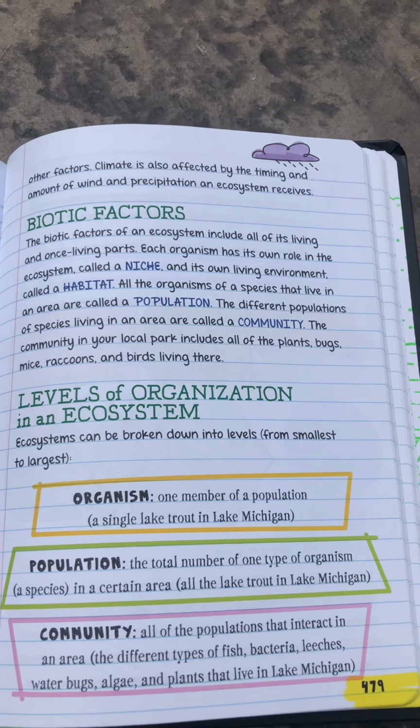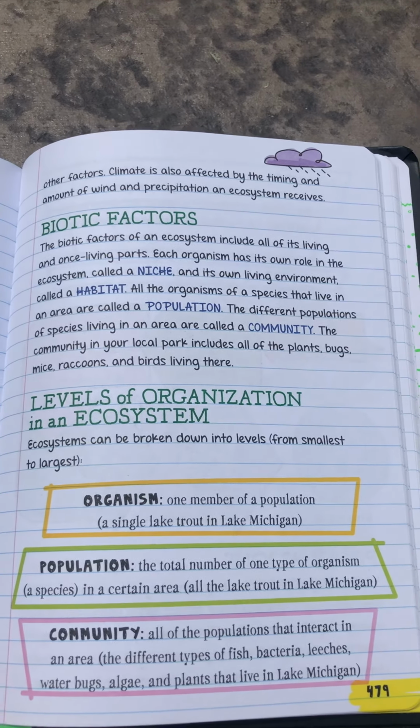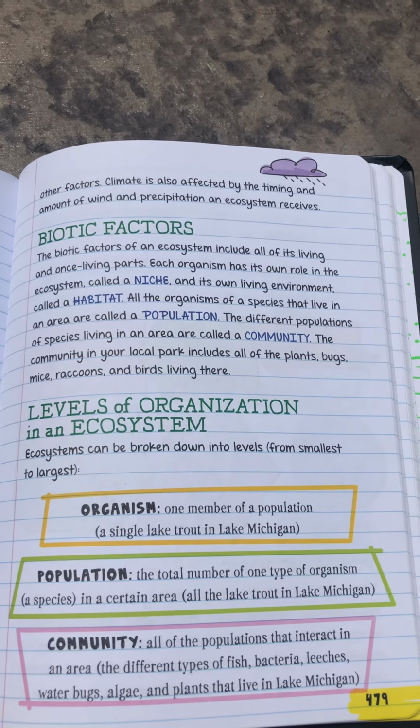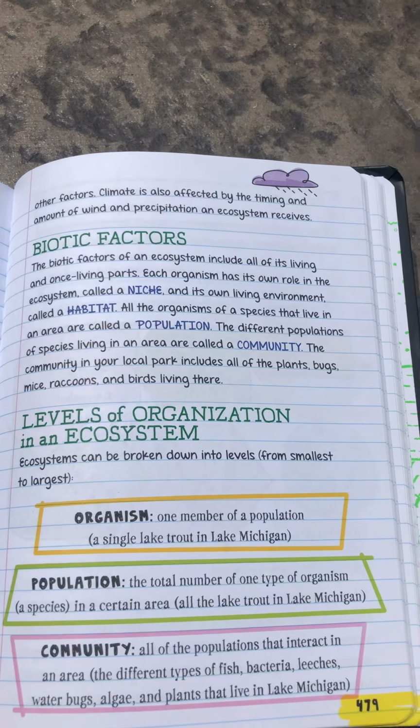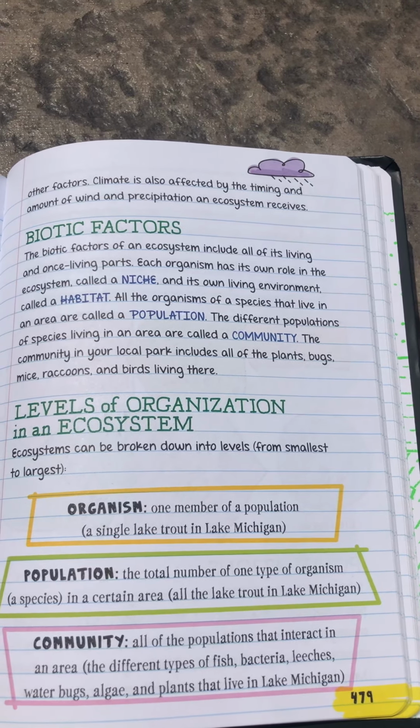If we go over to this side, biotic factors, again, are anything that is living. And some other new vocab words that are going to come up are niche and habitat. A niche is the role that the organism has in the ecosystem, sort of like the job. And then the habitat is the place where they live. So like your habitat would be your house.